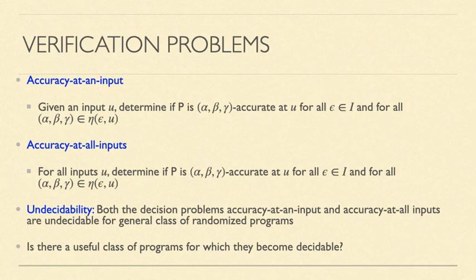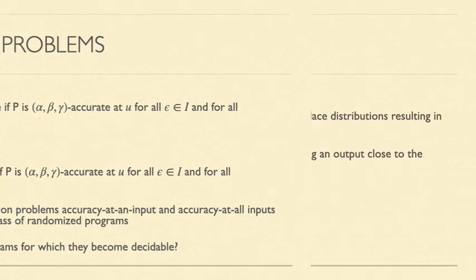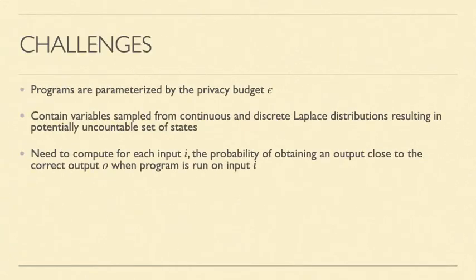Like the problem of checking differential privacy, both decision problems turn out to be undecidable for general randomized programs. So a natural question to ask is whether there is a useful class of programs for which the accuracy problems become decidable. And the answer is going to be yes.